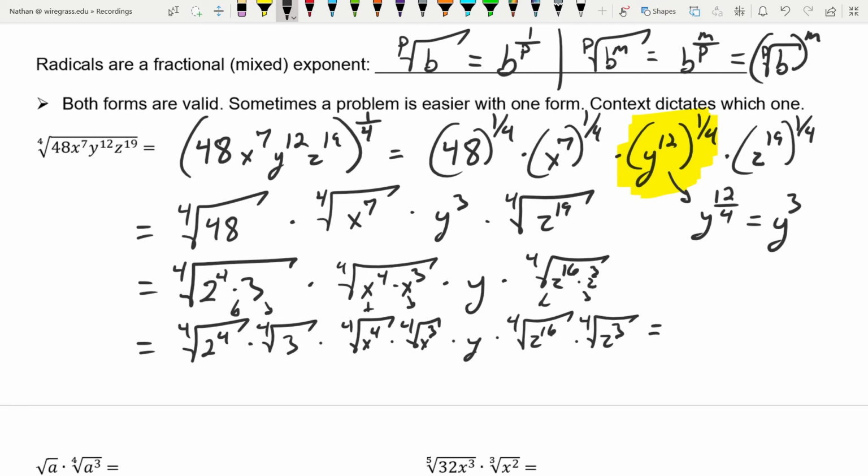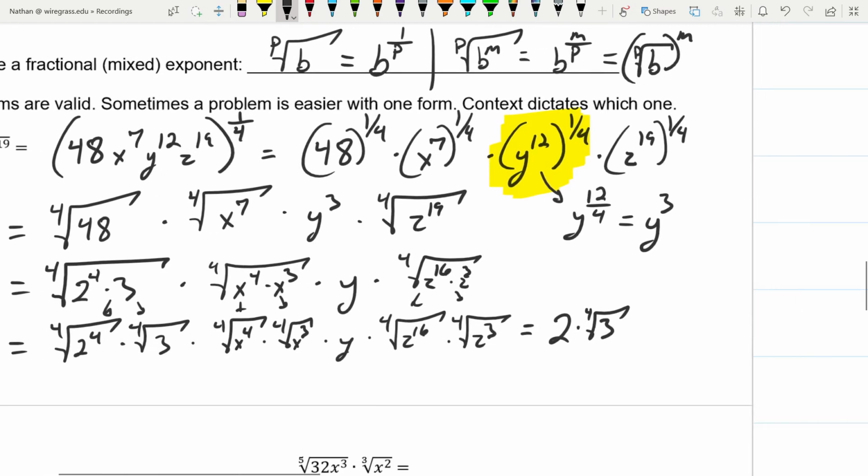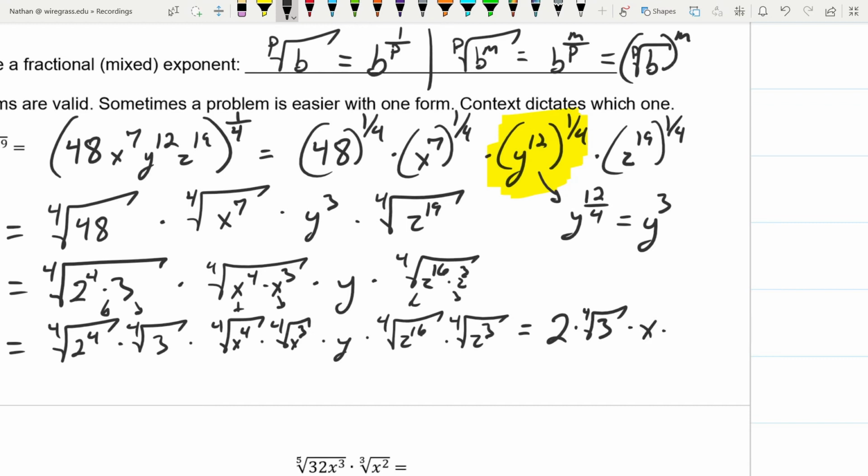And now you can see, well, we're going to have 2 times the 4th root of 3, x times the 4th root of x cubed, y cubed still. This is going to be the 4th root of z to the 16, which is the same thing as z to the 16 to the 1/4 power. It's the same thing as 16 over 4. So we get z to the 4.